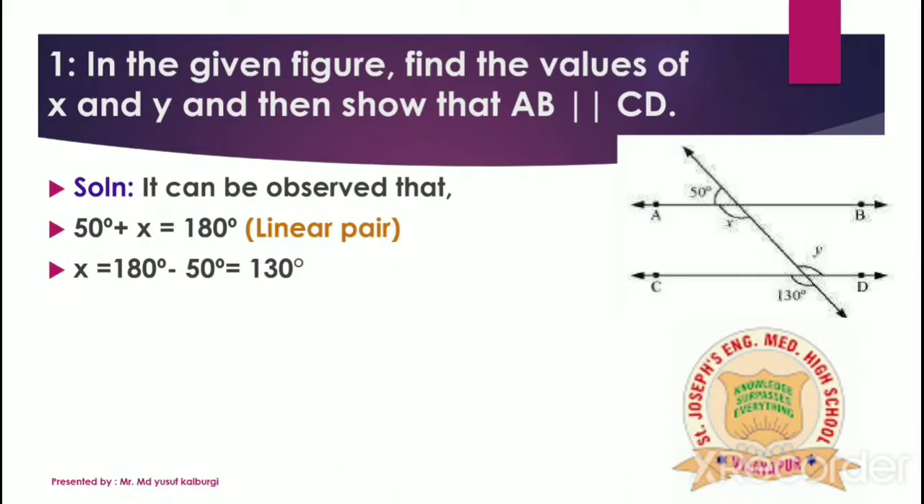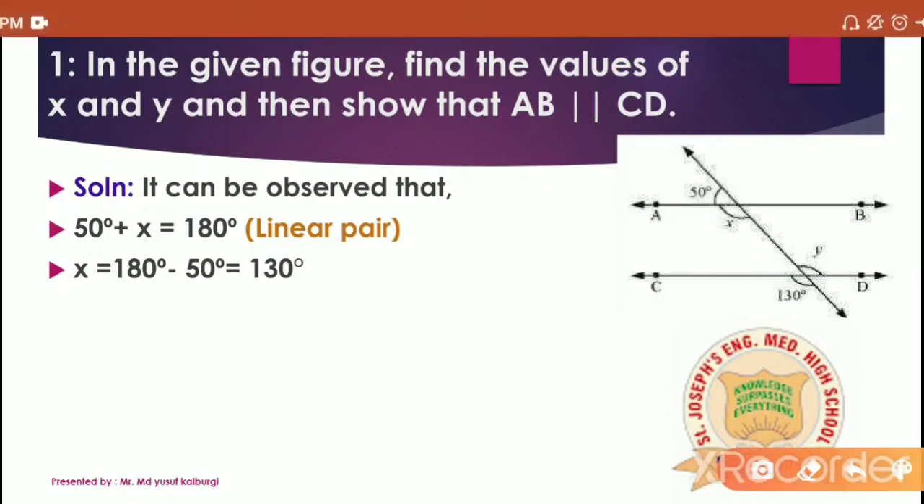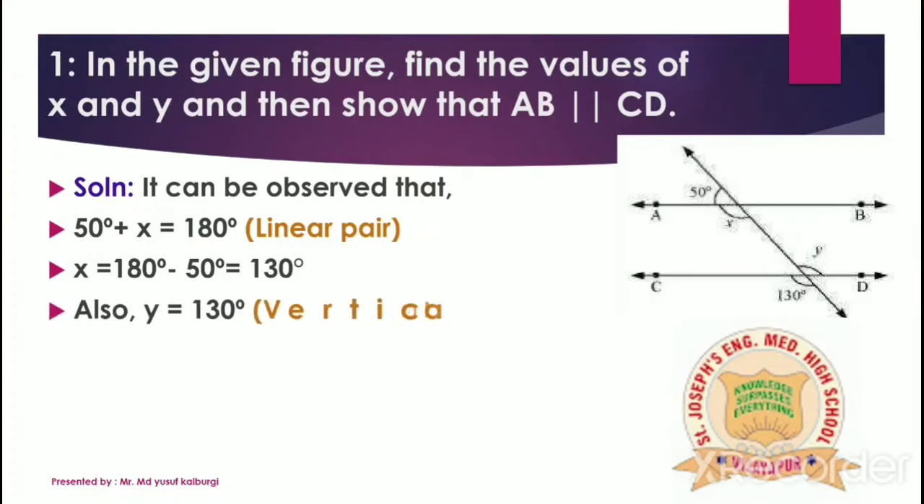So we need to find out the value of y also now. Just observe here. This ray and this ray are intersecting. We have studied about intersecting lines. Whenever the lines are intersecting, their vertically opposite angles are equal. So just observe whether y is vertically opposite to 130 degrees. Yes, we can say that y is also equal to 130 degrees. So let us write that y is equal to 130 degrees, vertically opposite angles. Right, we have written y is equal to 130 degrees.